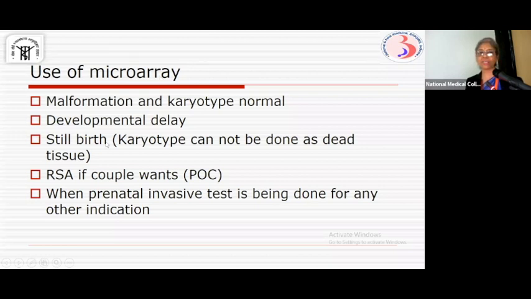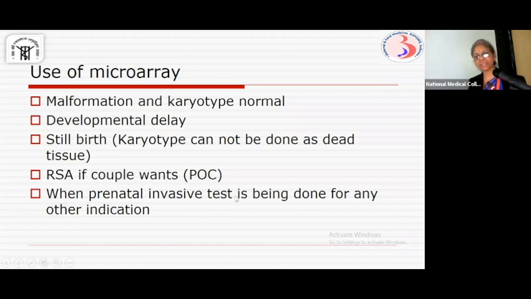What microarray cannot detect is a balanced translocation that I showed you, where there is no gain or loss. If there is a gain or loss, then it can detect. So in recurrent spontaneous abortion, if the couple wants to have a cause, the product of conception can be subjected to microarray, and a defect can be seen.